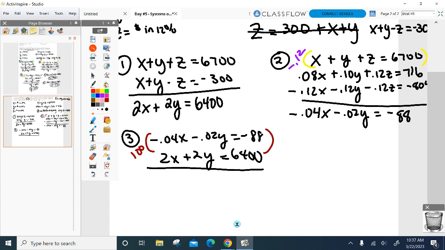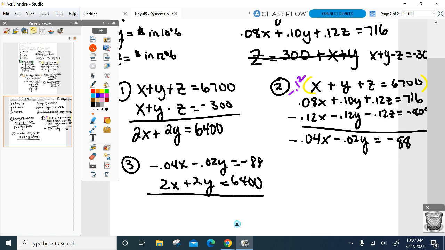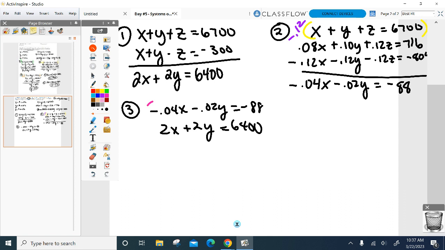Maybe some of you are thinking now, maybe I do want to get rid of the decimals at the beginning. Because you got to play around in your calculator and multiply these numbers by something so that they'll eliminate. Okay, there we go. Yep, multiply by 100. All right, so help me out here. If I make a mistake, let me know. That should be negative 4x minus 2y equals negative 8,800.